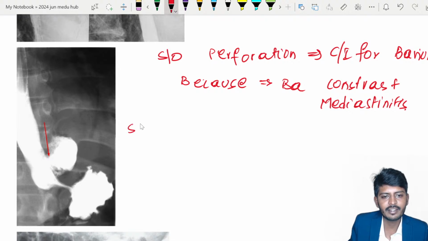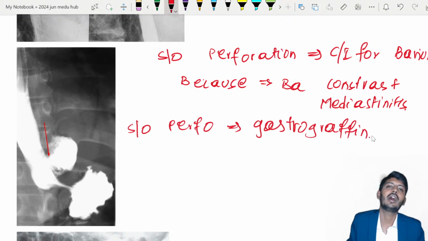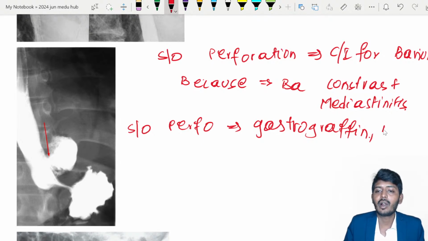So further, if there is a suspicion of perforation, we use something called gastrografin. Or also we can use urografin. Basically the majorly used one is gastrografin. If that is not there, then we can also use iohexol.